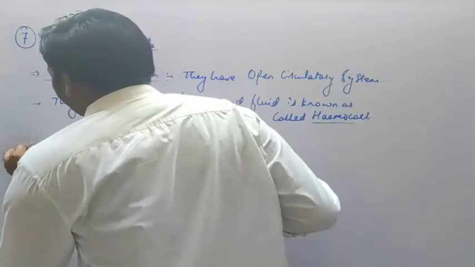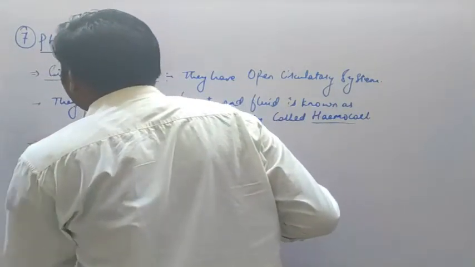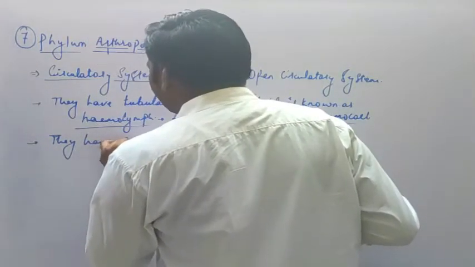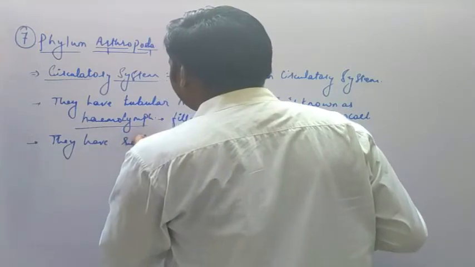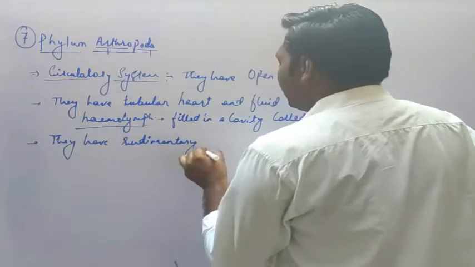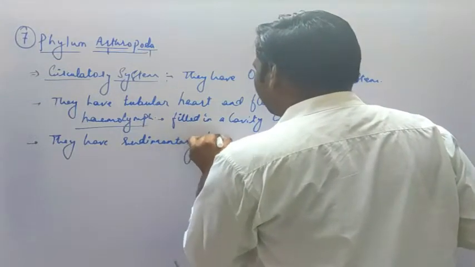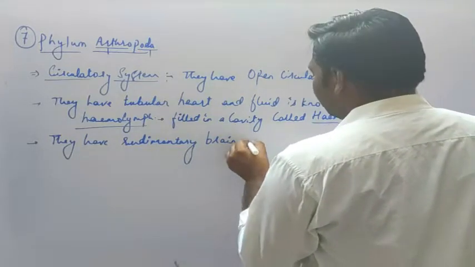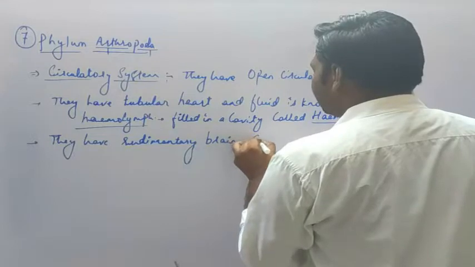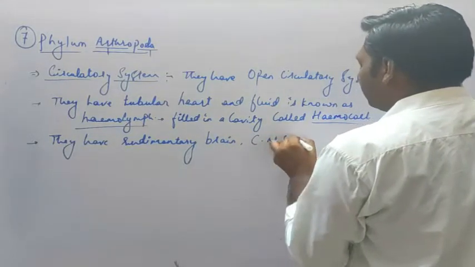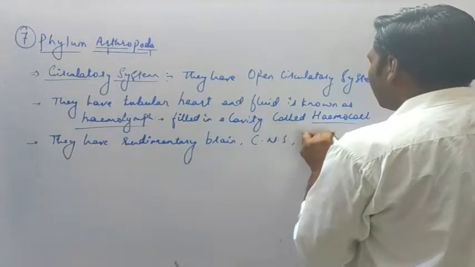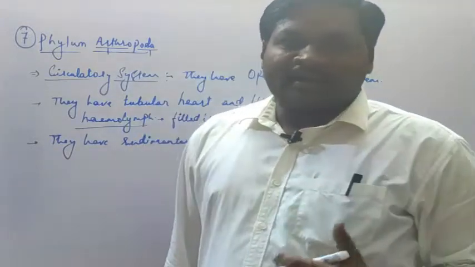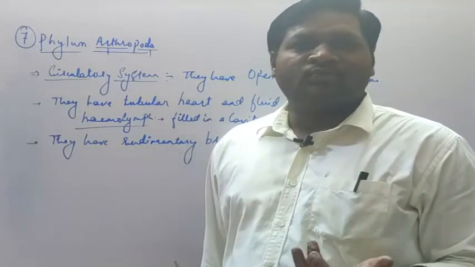The next characteristic feature: they have a rudimentary brain, and CNS and PNS. So they have the rudimentary brain, which consists of the central nervous system and the peripheral nervous system, which are associated with sensory as well as motor type of neurons.